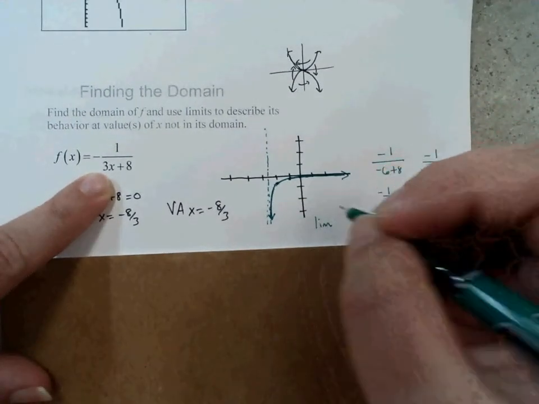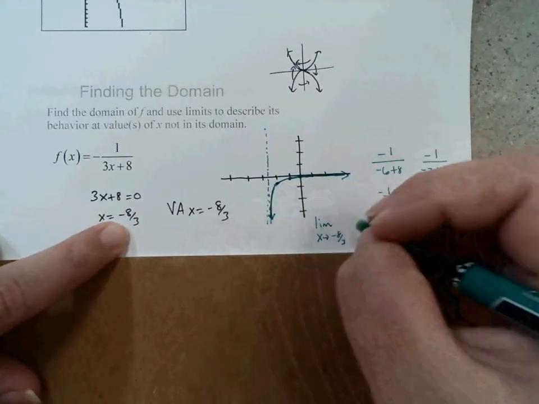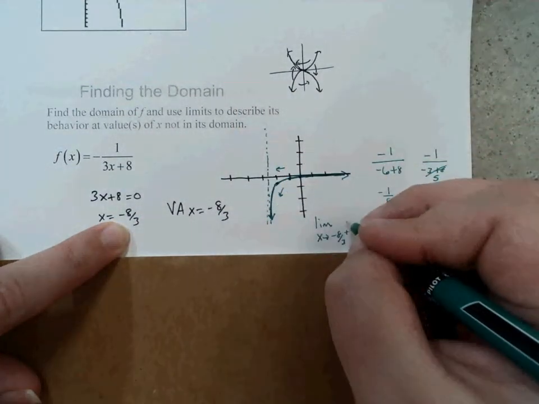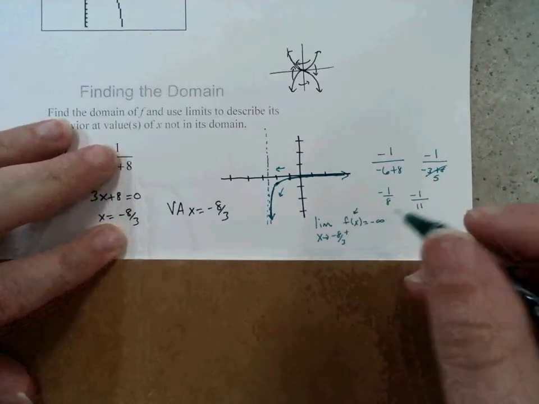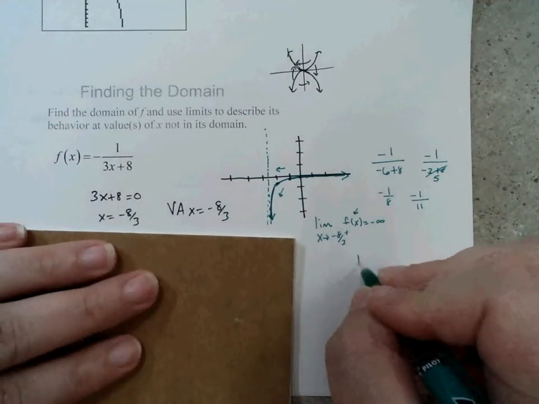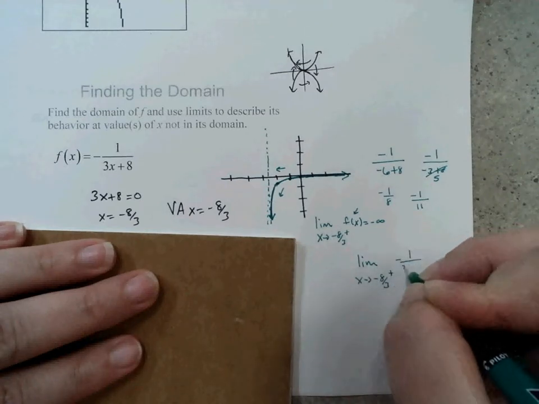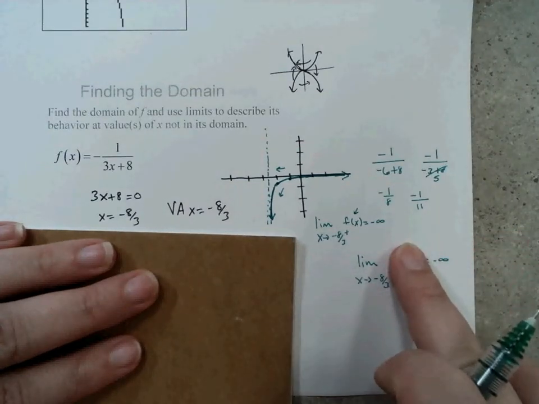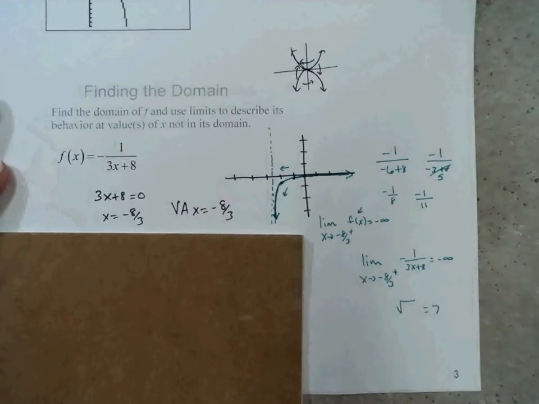So we could go ahead and say that the limit as x approaches negative 8/3 from the right-hand side is going down to negative infinity. Without an f of x, or without the actual function there, it doesn't make sense. So please don't just write the limit without the f of x equals negative infinity. You could also write the limit as x approaches negative 8/3 from the right of negative 1 over 3x plus 8 equals negative infinity, but you cannot just write it with the limit equals. Okay, that doesn't make sense. That's like saying the square root equals 7.